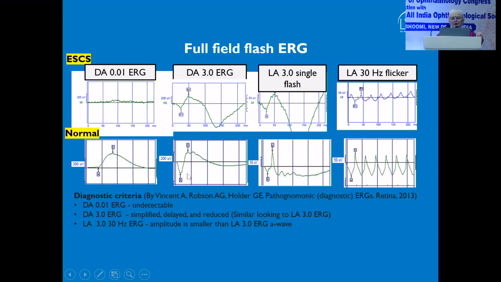So easy to remember is that the downgoing waves are coming from the outer retina, whereas the upgoing wave is coming from the inner retina. And obviously the inner retina cannot have the waves if the outer retina doesn't function. Okay, and so if the A wave is absent, then you know that the photoreceptors are not functioning. But if the B wave is absent, then you don't know, is it because the photoreceptors are dead, or both the photoreceptors and the bipolar cells are dead.